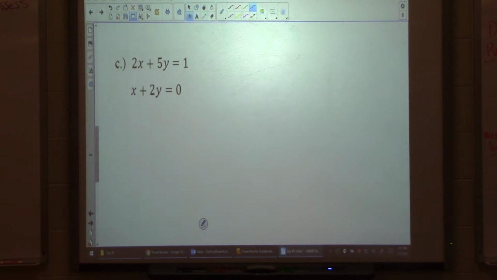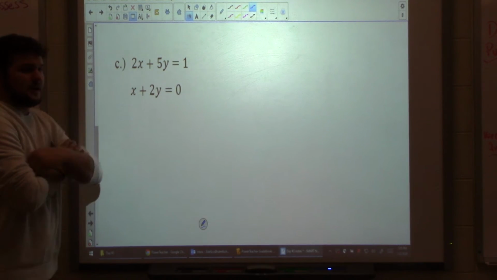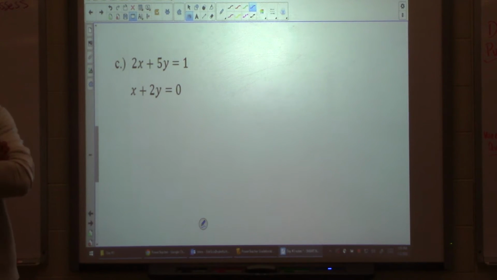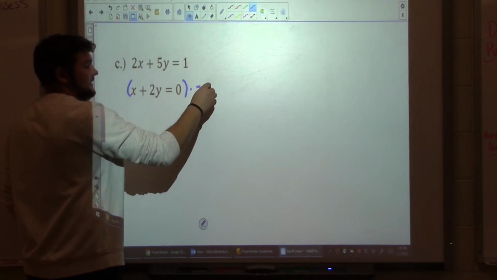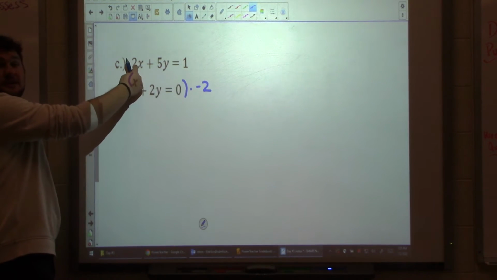X or y? X. Alright. So if I'm going to look at this, I have 2x and I have 1x. I'm going to think, what can I multiply either one or both equations by some numbers to get opposite coefficients? The bottom by negative 2. Perfect. I'm going to multiply my bottom equation by negative 2 because I already have positive 2x up here.